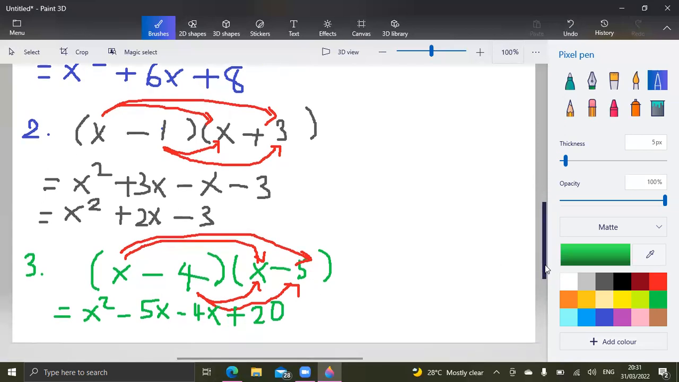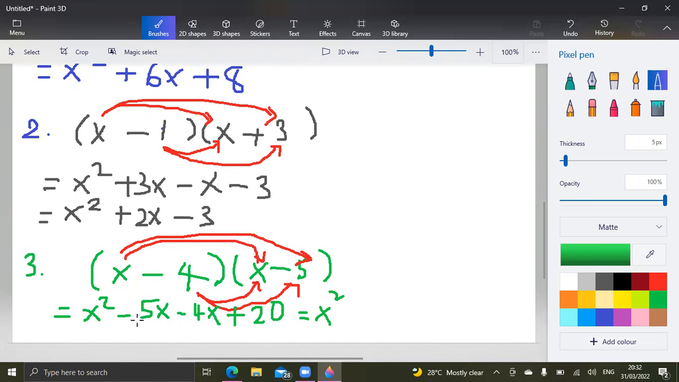Then we can actually simplify. I don't have enough space. I'm just going to continue here. Okay. Now, let's check it out. This will become x squared. All right. Minus 5x minus 4x.